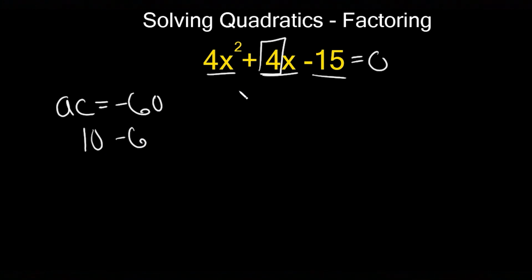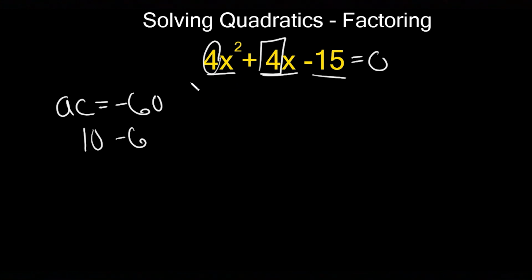Now, unlike the other problems, I can't put this right in factored form because my A value right here is not equal to 1. The only time you can put it right into factored form is when A is equal to 1. If A is not equal to 1, like we have here, you have to do factoring by grouping. And it's not a big deal, but it is an extra step that you have to do.